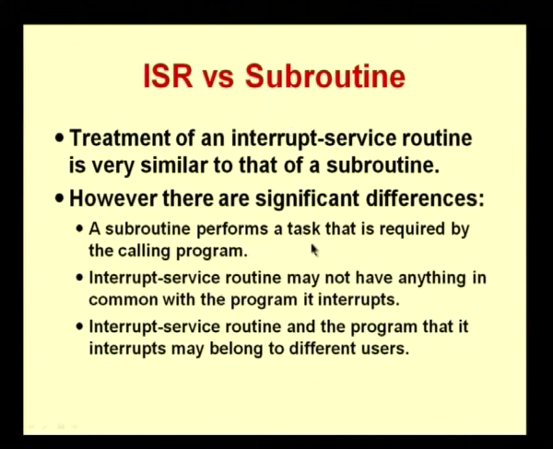So a subroutine performs a task that is required by the calling program, whereas an interrupt service routine may not have anything in common with the program that it interrupts. It is also possible that the interrupt service routine and the program that it interrupts may belong to different users. When you have a multi-user scenario, your program that is being executed may belong to one user, and an interrupt that occurs may belong to another user. So this is another difference that you could have. As a result, what is it that we need to keep track of?